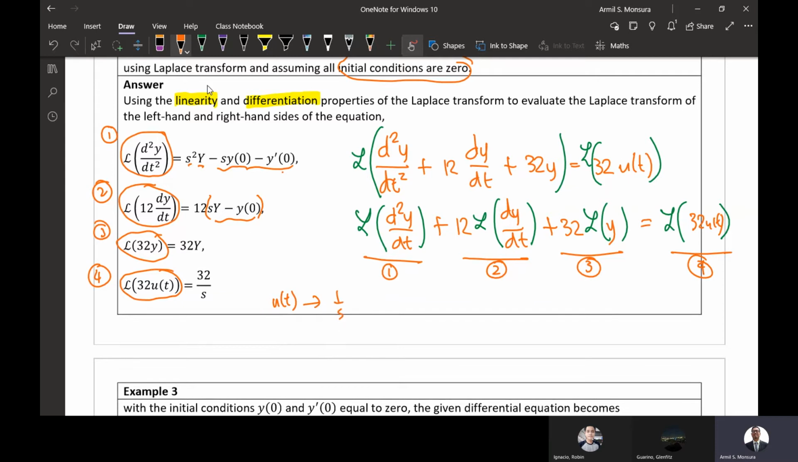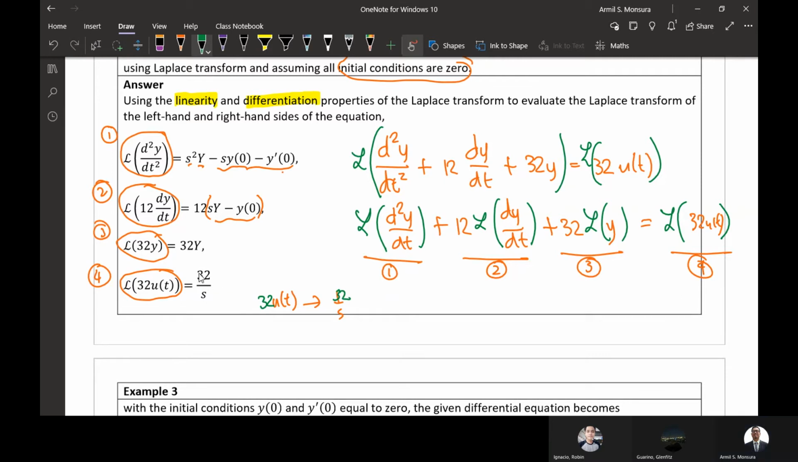So, kung may 32 yan na constant, ilalabas natin yung 32, kukunin natin yung Laplace transform nito. Okay. So, ito, mamumultiply ngayon ito with 32. Kaya magiging 32 over s.